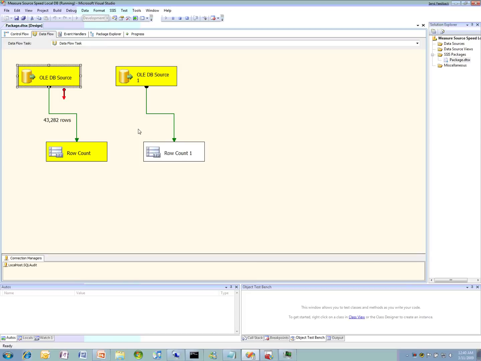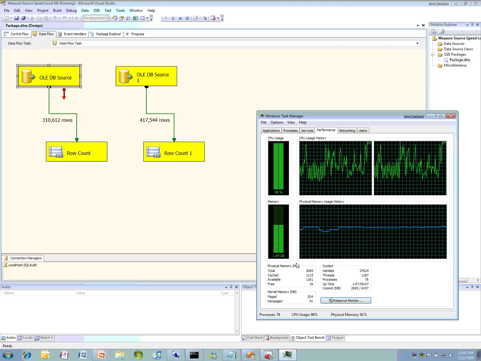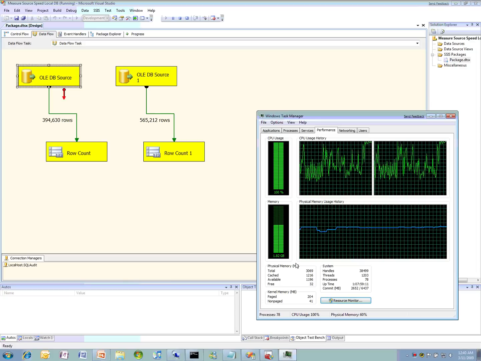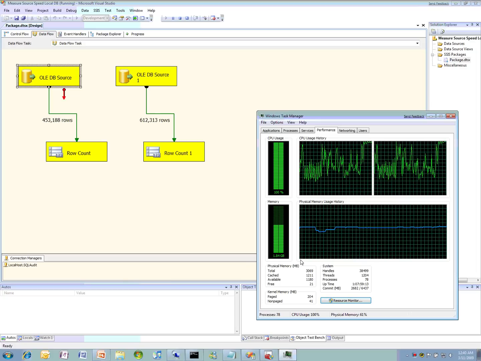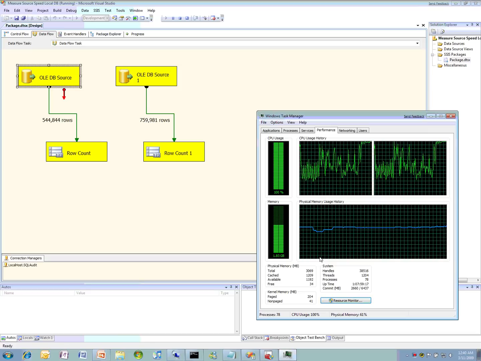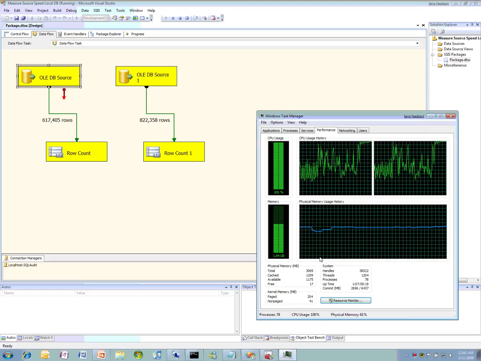Now, running the package, you'll note quickly it's running through and trying to do the row counts. And it's relatively fast, but it also could be run faster. If you look at the Windows Task Manager, we open this up, you notice that the CPUs are going through the roof, but they're not quite being pegged, and memory is not actually an issue here as well.